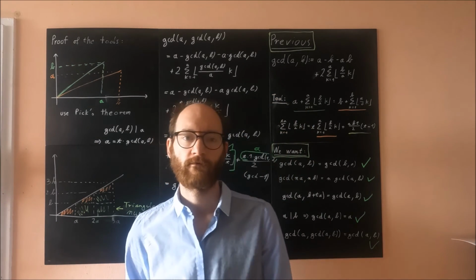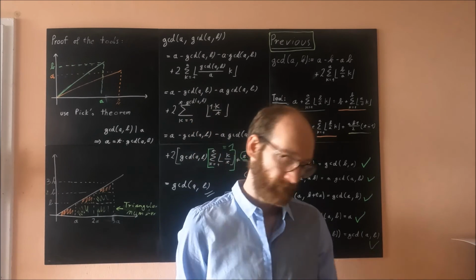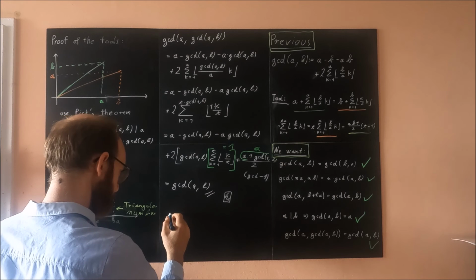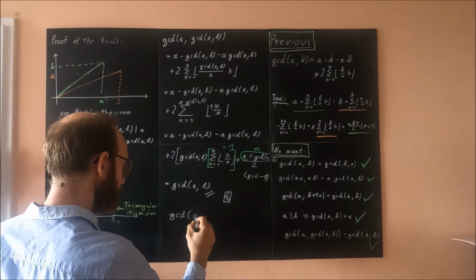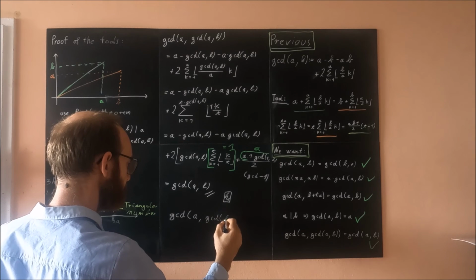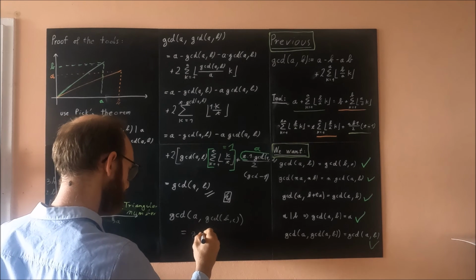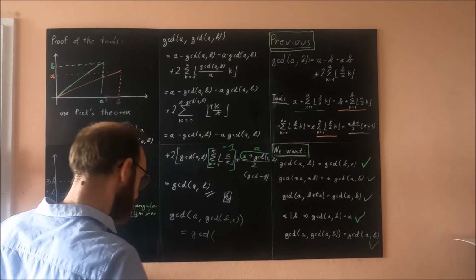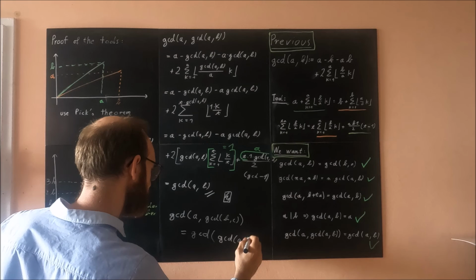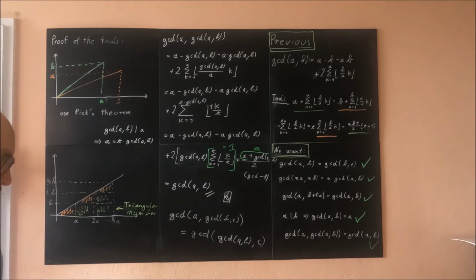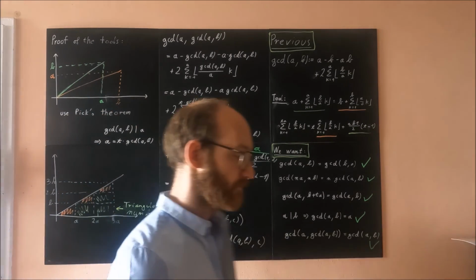And I wanted to prove also a mathy statement, but I haven't finished the proof yet. And this is the associativity of the GCD. So if we have GCD of a and the GCD of b, c, then this is the same as the GCD of a, b and c. This is what I want to prove also, but I haven't finished the proof yet.